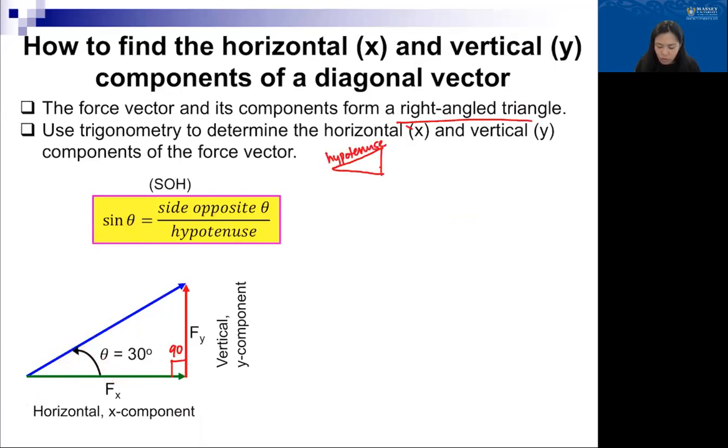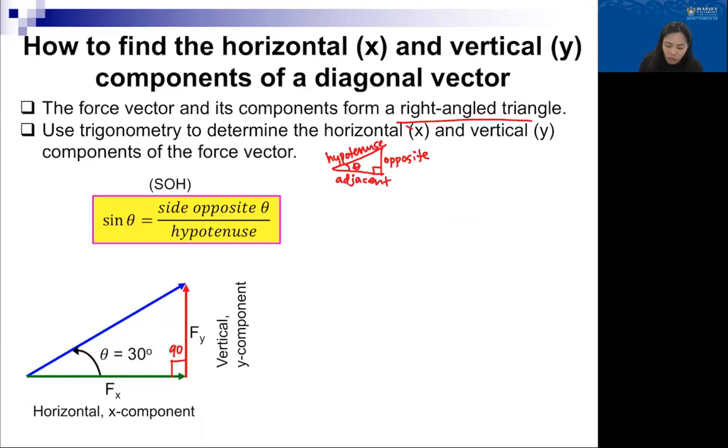The hypotenuse of a right angled triangle is the diagonal side. The side opposite will be the vertical side, the side that's opposite the angle. And then you have this other side, which we call the adjacent side, the side that's adjacent to the angle theta.